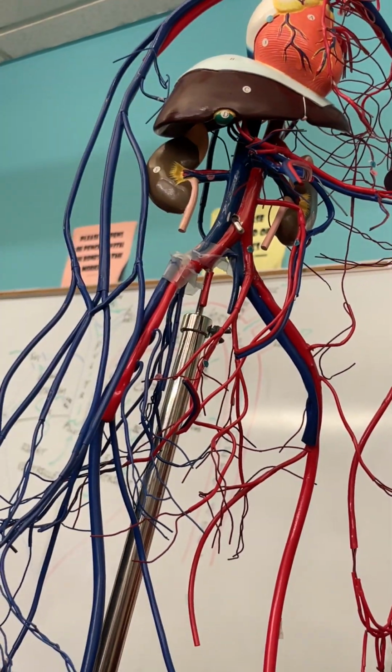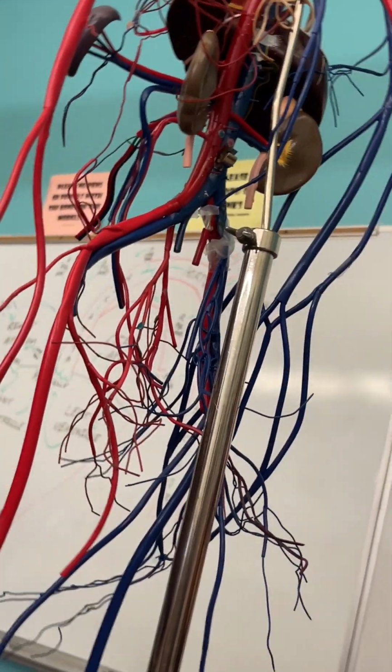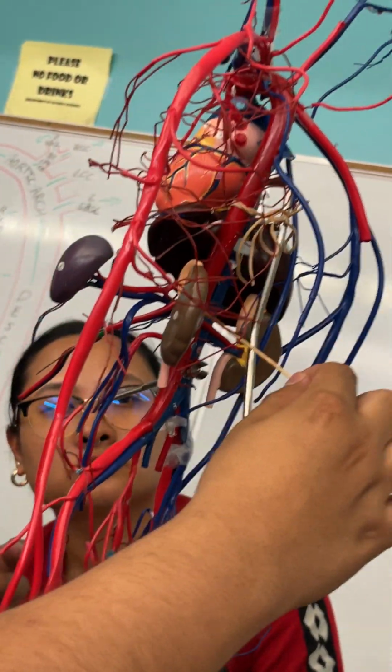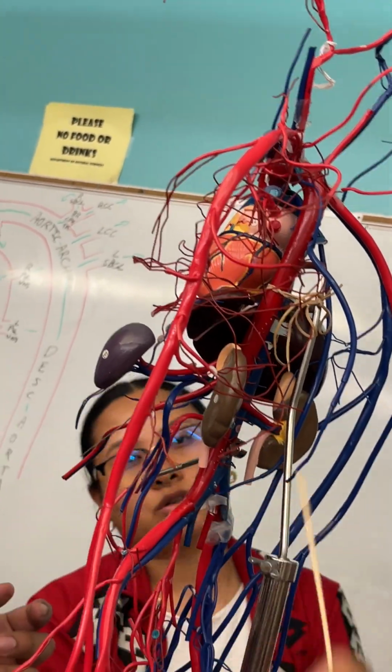And on the posterior, we can see them from the front too, but we can see them more clearly from the posterior. Going out to the kidneys, between the superior and inferior mesenteric, we have the renal arteries. They go out to the kidneys. Good?